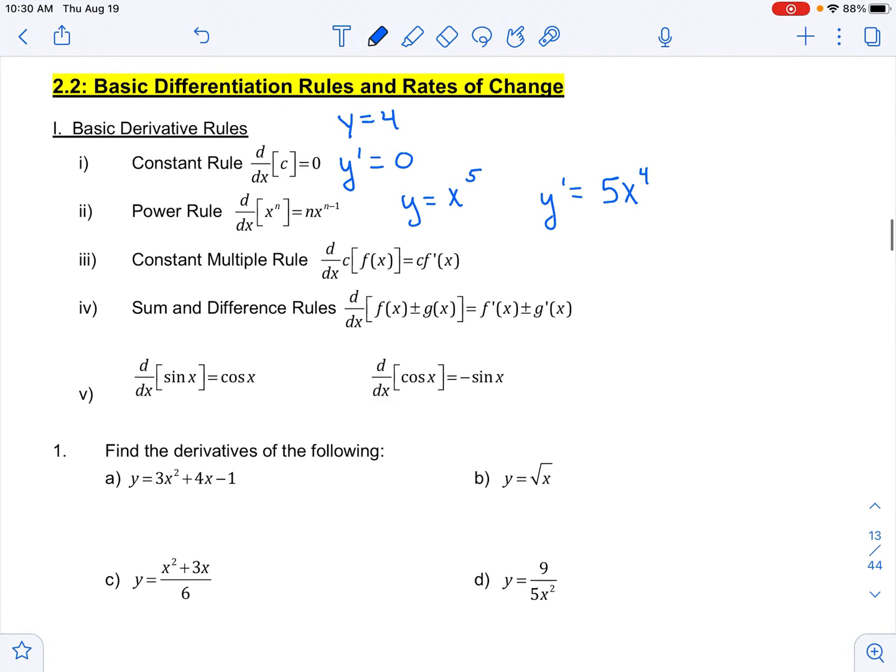Now, a couple other properties that we have is what's called the constant multiple rule. That just means, what if you have a number, a constant multiple, in front of the function? So instead of y equals x to the 5th, let's say I have a number in front. Then you take the derivative using the power rule like we did before. So the derivative of x to the 5th is 5x to the 4th. And the number in front, you just go ahead and multiply with it afterwards. So really your answer is 15x to the 4th.